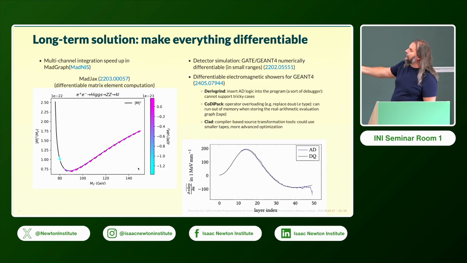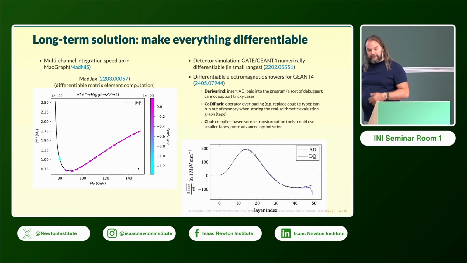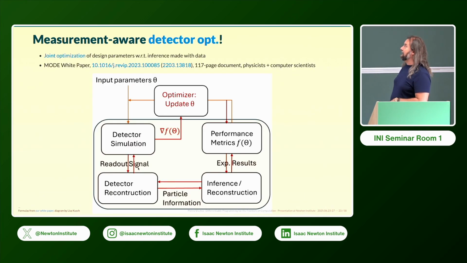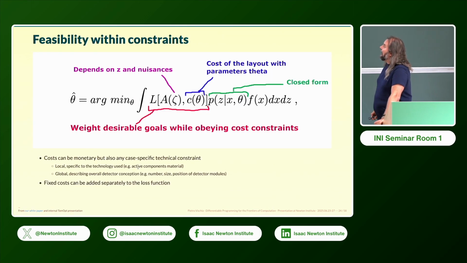So one part of the integral is called a matrix element, and you can get it with gradients. You can get what we call electromagnetic showers with gradients, and so on and so forth. But it's going to take a long time. So for the moment, let's assume we have a surrogate or another way of differentiating this, and try to build this optimization loop.